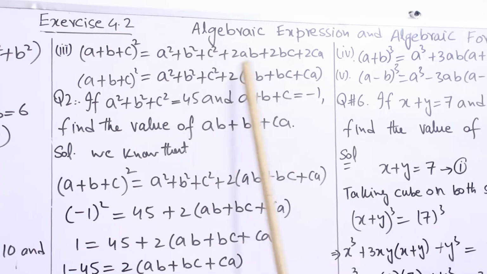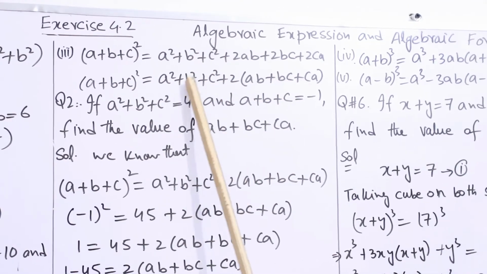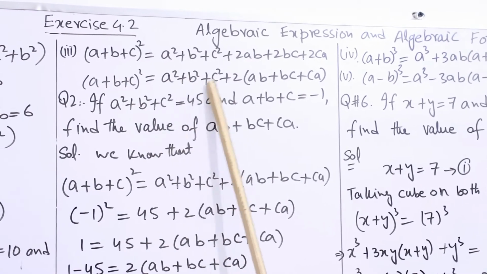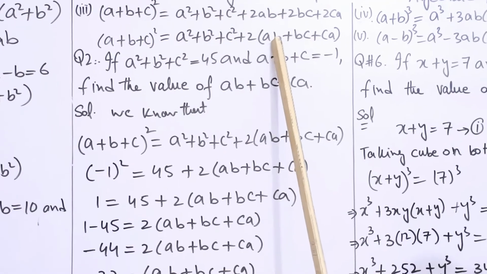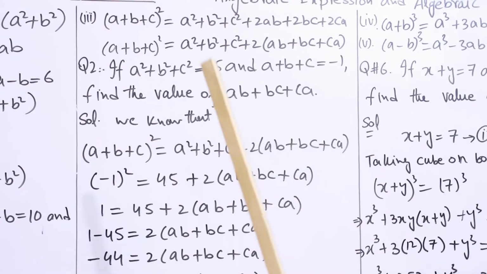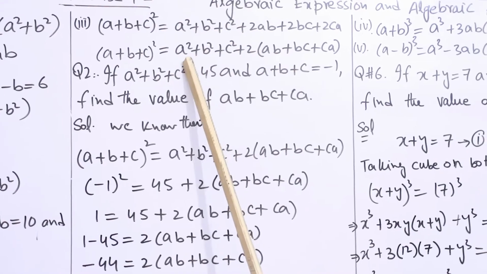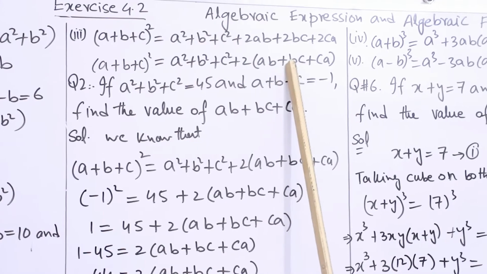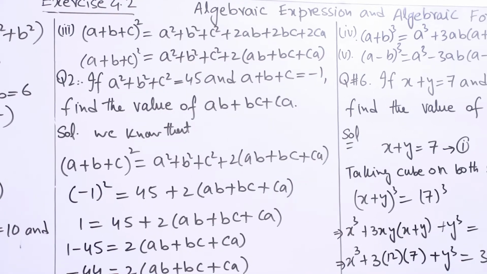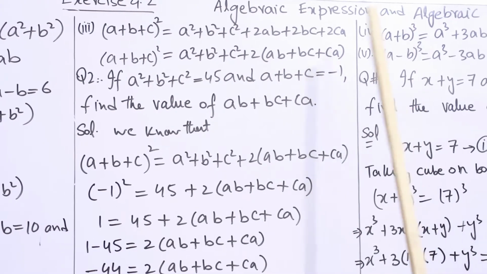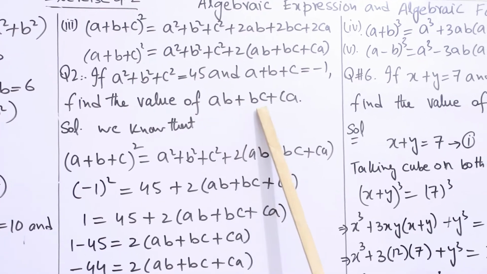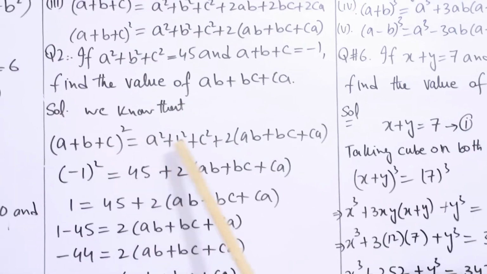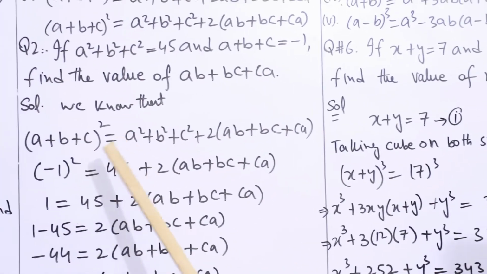By using this formula, we are given any two values. Either a + b + c is given and a² + b² + c² is given, and we have to calculate ab + bc + ca. Or we may be given the a² + b² + c² value and ab + bc + ca, and we have to calculate a + b + c. So in this question we have to find ab + bc + ca. We know that this is the given formula.